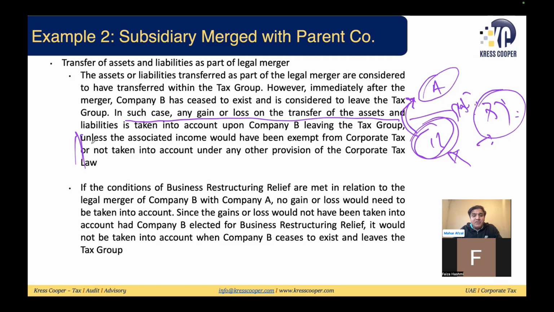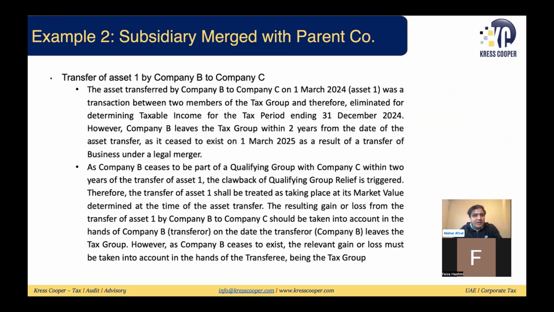If the conditions of business restructuring relief are met in relation to the legal merger of B with A, no gain or loss should be taken into account. Since the gain and loss would not be taken into account, if company B elected small business relief, it would not be taken into account when the company ceases to exist. This is the same thing we discussed. When B is transferring to A, they cannot enjoy business restructuring relief. They cannot enjoy group relief. These gains and losses will be subject to tax.